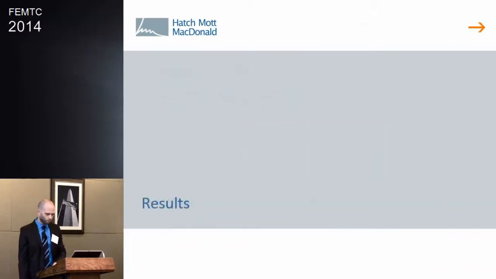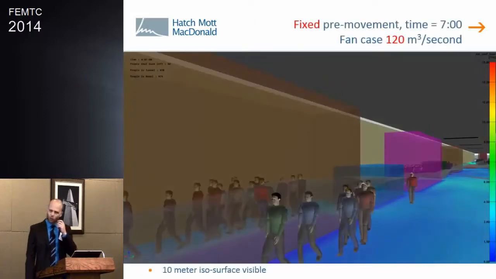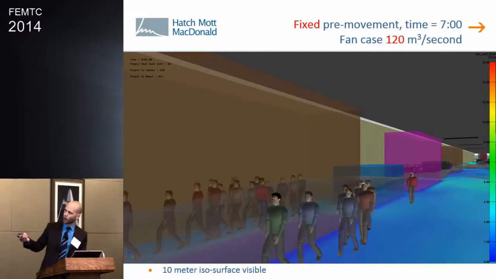So the results. I'm going to quickly look at the difference between the fan sizes, and I'll get into some of the more specifics. What we're looking at here is the 10-meter ISO surface visible. We've got the fire as that red blob there. You can see the 3 openings here, and you can see the people walking through the smoke. This is with a fixed pre-movement time and the case of 120 cubic meters per second. And of course, on the ground is projected the extinction coefficient.